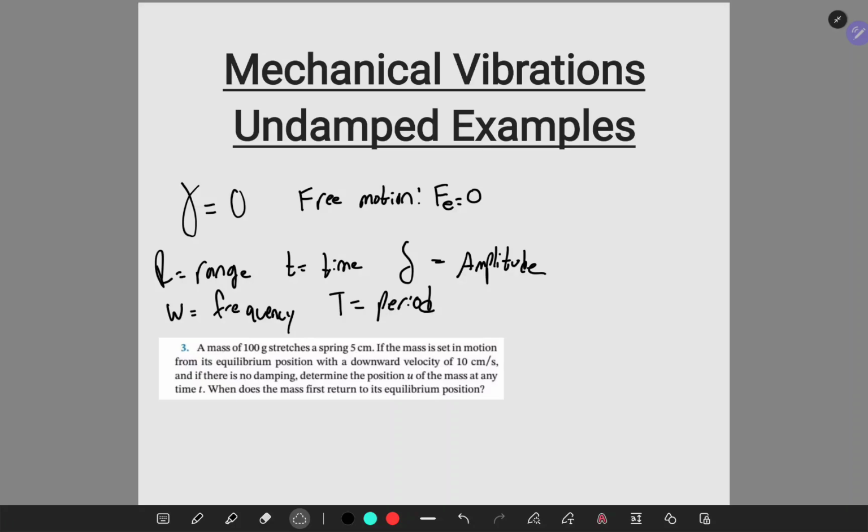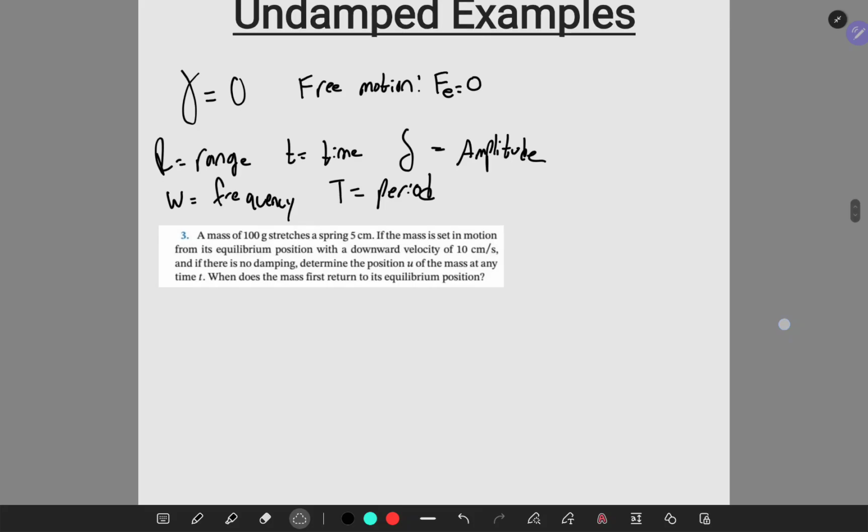So here, let me get my solution ready. This is number 3. So in this problem, it asks us to find, this one's pretty simple. We don't have to do too much work for this one. It just says we have a mass, so let's write down all of our knowns.